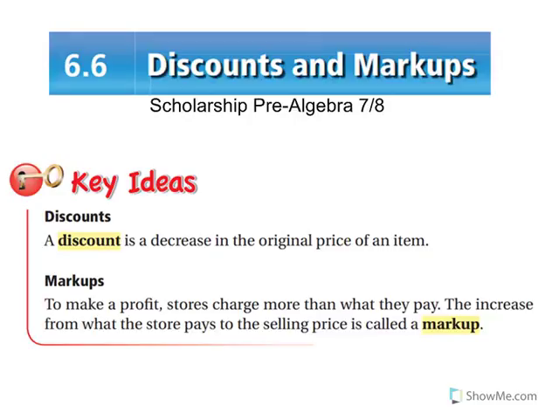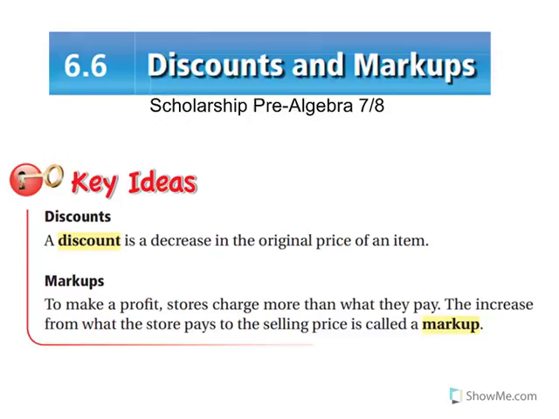So, by definition, a discount is a decrease in the original price of the item. When you have a price and you're going to have a discount, it means you're going to take part of that price down from the original. A markup is if whoever's selling the product has to pay X amount of dollars, they have to mark that cost of the item up in order to make a profit. Otherwise, they're going to lose money.